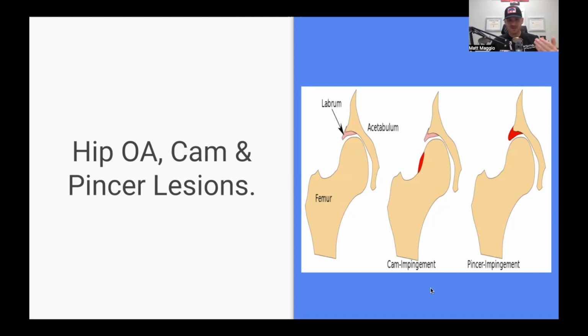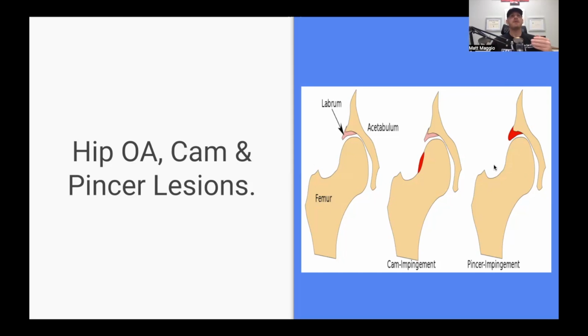The other one are these things called cam and pincer lesions. So this middle one here is what's called a cam lesion. That's where it's actually up in the pelvis, where you get this extra bone growth in through here and in through here as well. And then the other one is called a pincer lesion, where you get the bone growth up through here as well. So why do these happen? A lot of times they can be a combination.